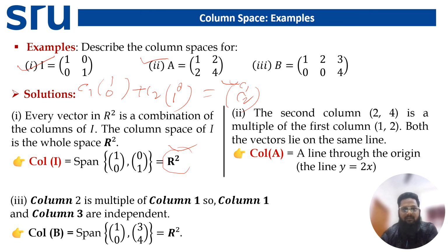Another example is this one. If you take C1 into 1, 2, the second one is nothing but a multiple of the first one. The first column is 1, 2, the second column is 2, 4. If we take 2 times the first column, you get the second. So directly you can say this is of the y equal to 2x form, right? If x equals 1, y is 2; if x equals 2, y is 4. So the column space of the second problem is nothing but y equal to 2x, that means the line through the origin. These are a few examples of column space.